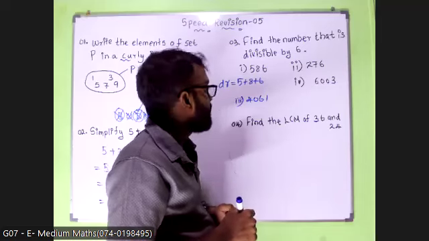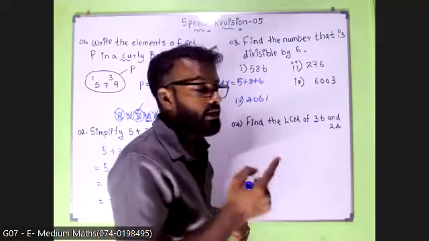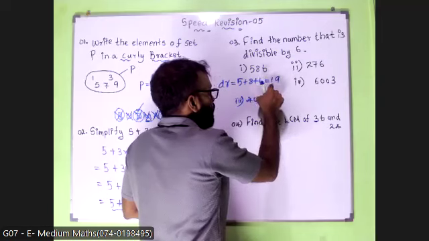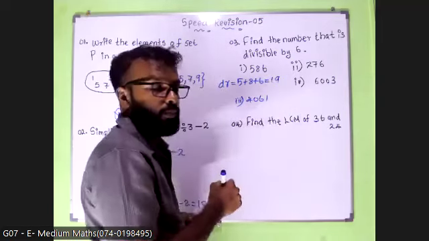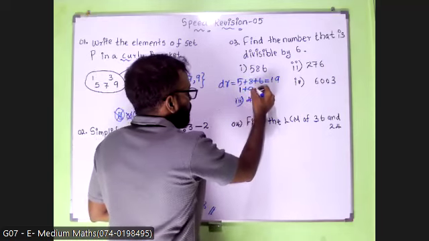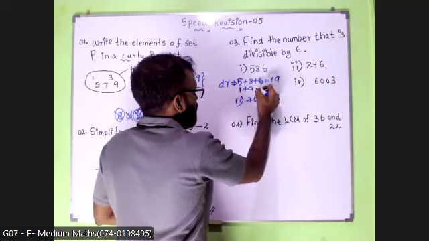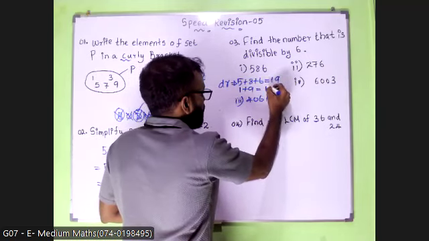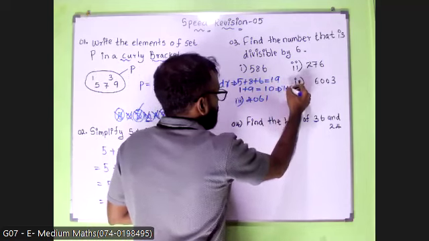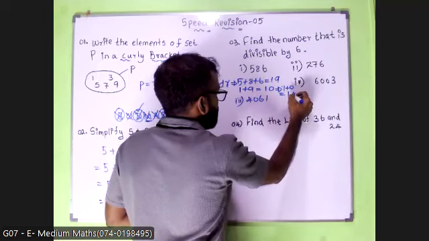What's the number? 5 plus 8, 13. 13 plus 6, 19. So again you have 19. So you have to add these two numbers again. 1 plus 9. This is the way that you are going to do. 1 plus 9 equals 10. That means 1 plus 0. So the answer is 1. So the digital root is 1.